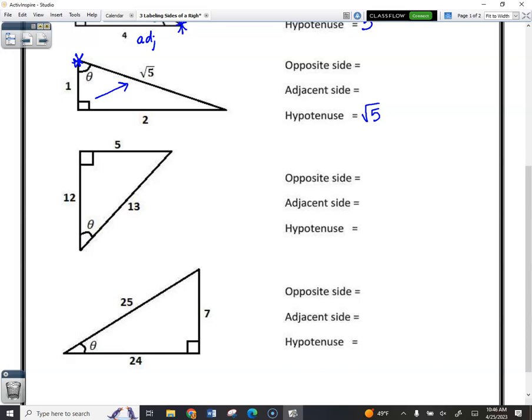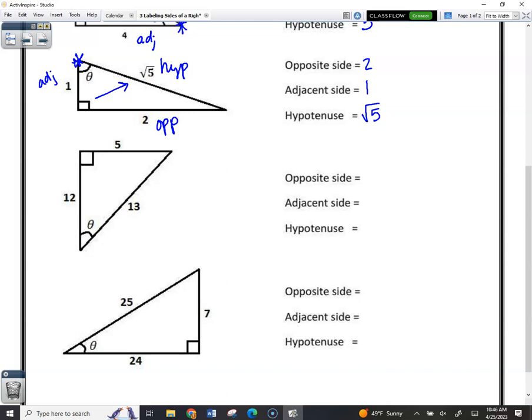And that would be, it helps to label that as you go. All right, so what's the farthest from theta? Not touching it. 2. So that's your opposite, which means by default, your adjacent is the only one left. Okay? 2 is opposite, adjacent is 1. Does that make sense? You have to master labeling opposite, adjacent, and hypotenuse in order to do trig functions.